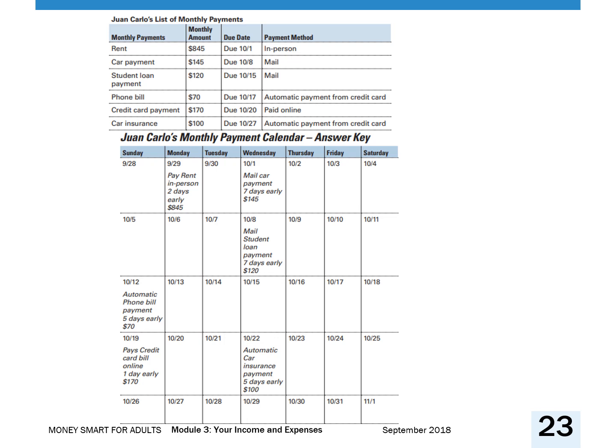You can read through those on your own and pause the presentation, but we see Juan Carlo had a rent payment. Monthly amount $845 is due October 1st, and the method is in person. So he has an entry that on September 29th, on the Monday, he's going to pay the rent in person 2 days early, and he has the amount of the payment. So you can see each of the timing differences based on the method used.